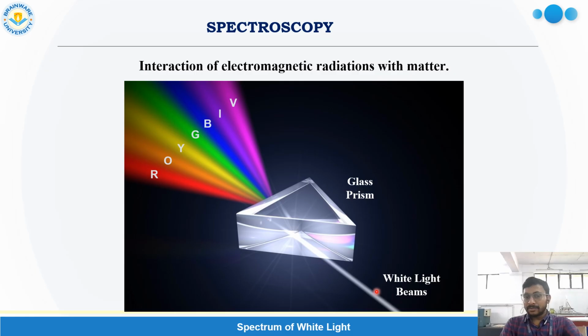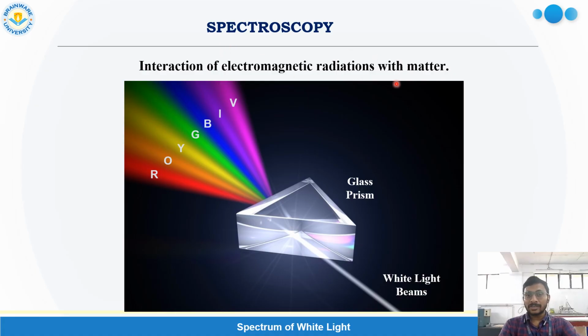If a white light beam passes through a glass prism, it splits into 7 different colors, and this phenomenon was first explained by Sir Isaac Newton. We have a natural example of this, which is the rainbow. You can say that a rainbow is an example of natural spectroscopy. That is the interaction between electromagnetic radiation or light with matter.